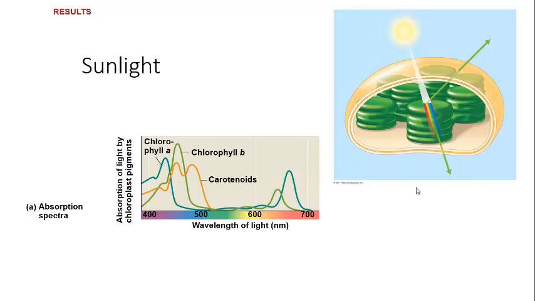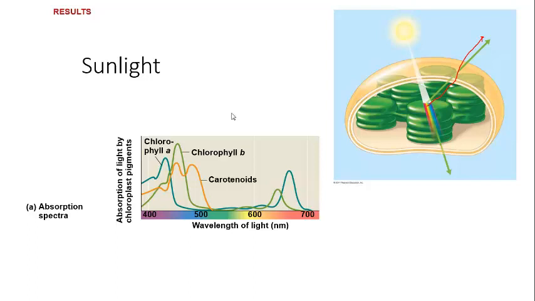Chlorophyll is going to absorb red light, it's going to absorb blue light, it's going to absorb purple light. The wavelength of light that chlorophyll reflects is going to be green light. Right? That's why we see plants, and that's why we see chlorophyll as being green.